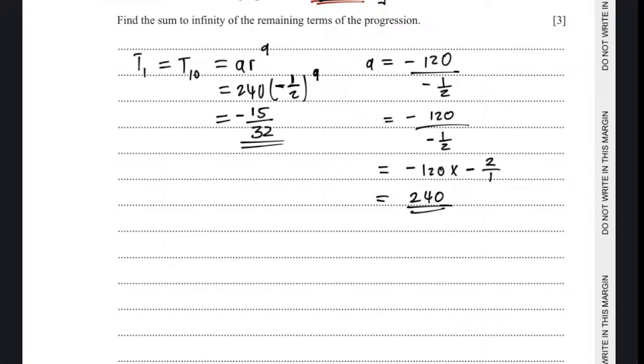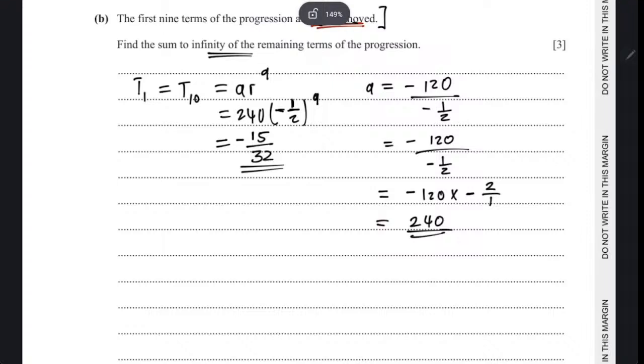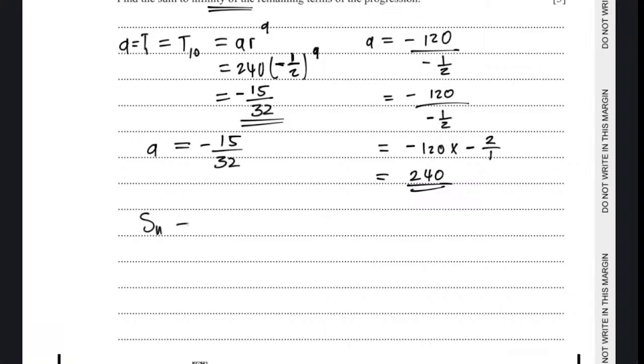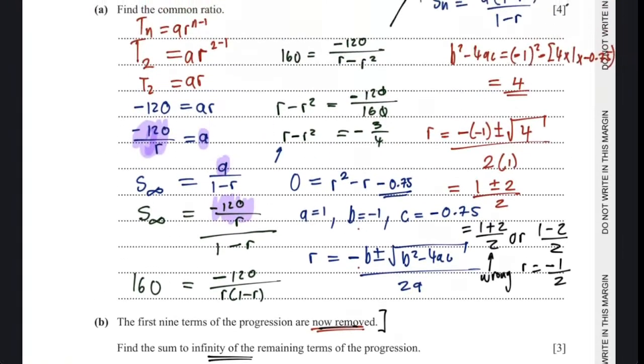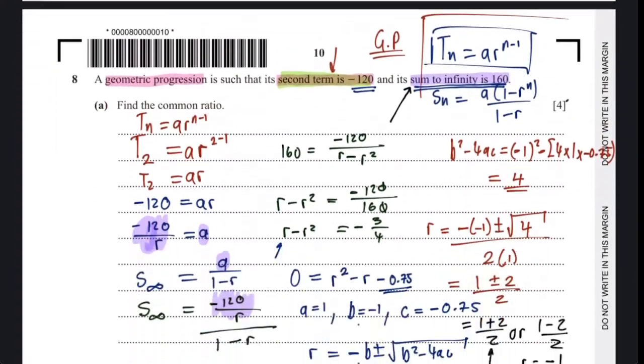Oh, okay, yeah, you know what? Yeah, this is not the answer. We found the first term, but they said find the sum to infinity. So basically, we know that our a is now negative 15 over 32. That's just what we've been finding. So a, which is the first term, is now the 10th term. That's what it means to say you're removing the first 9 terms. So now you just say the sum to infinity becomes a over 1 minus r. You get it? We still use the same sum to infinity term, and we find it and we're done.